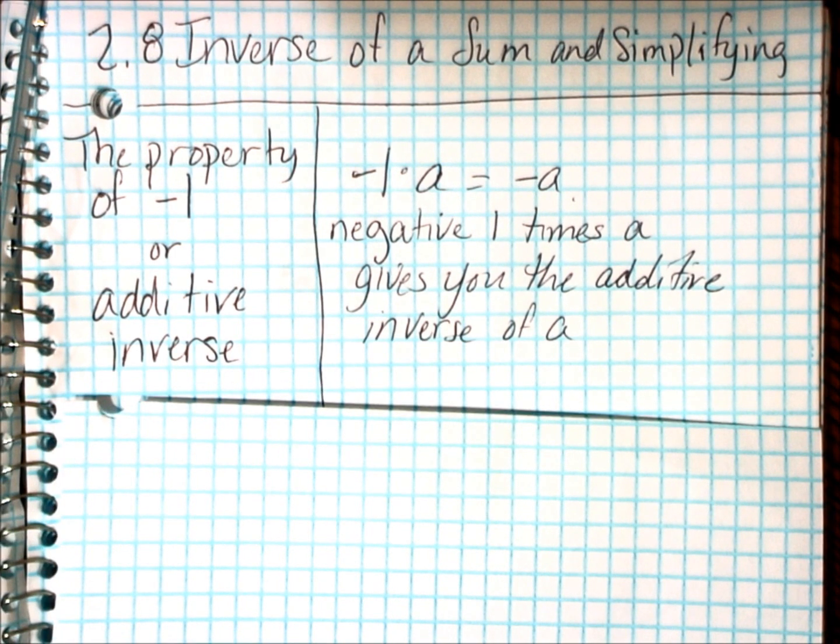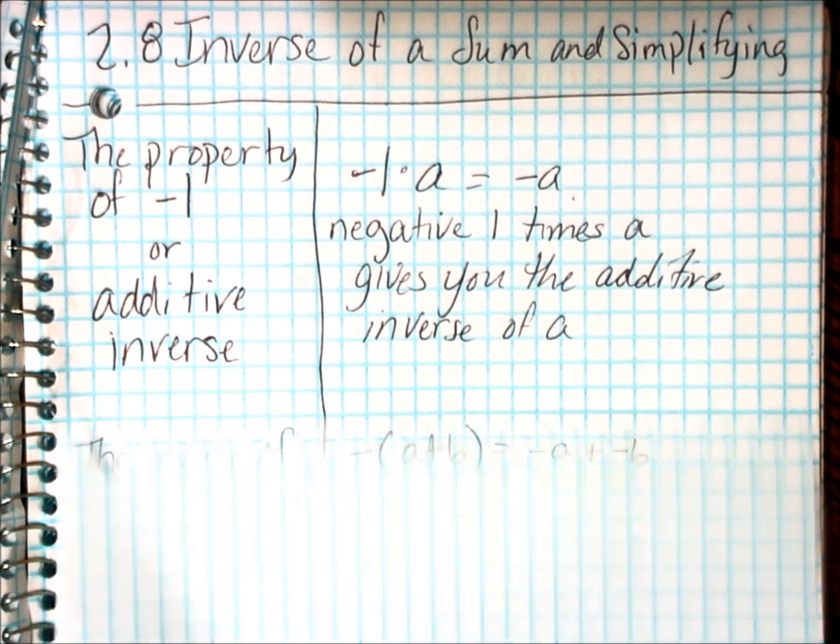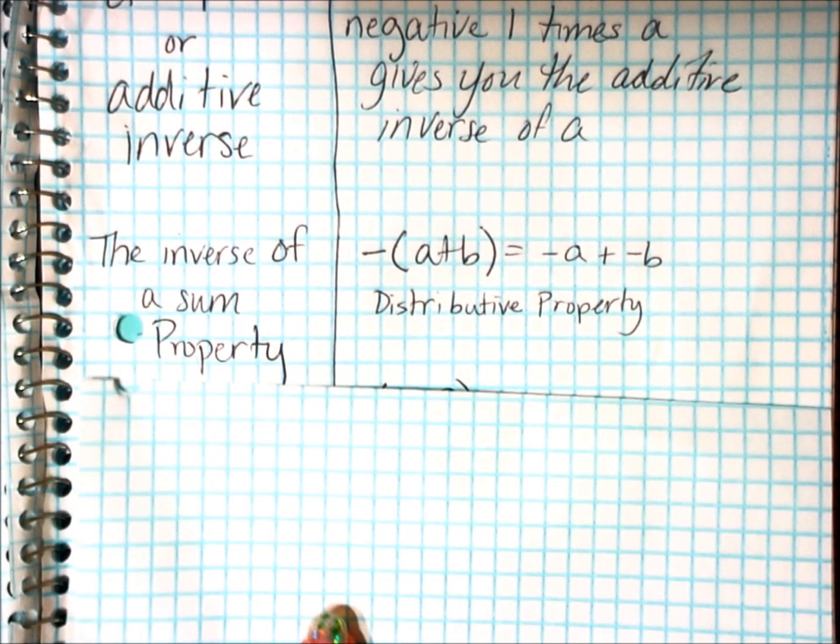Okay, so remember that the additive inverse talks about the fact that if you have an a and the negative a, if you add them together, you should get 0. So the opposite of the number you're dealing with is the additive inverse. So here's showing the -1 property so that you can see how you change to the additive inverse. All right, let's go ahead and look at the inverse of a sum.